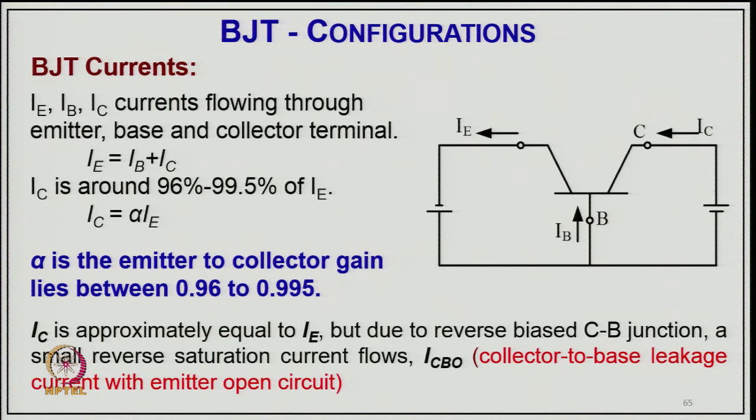So, now the BJT current can be defined as follows, the typical relation between IE, IB and IC, the currents flowing through the emitter, base and collector, from this circuit. You can say IE equal to IB plus IC, where IC is around 96 to 99.5% of IE, and we can say IC equal to alpha IE. So, the major current flows virtually from the collector to the emitter, and only a very small current flows in the base. Alpha is the emitter to collector current gain and lies between 0.96 and 0.995.